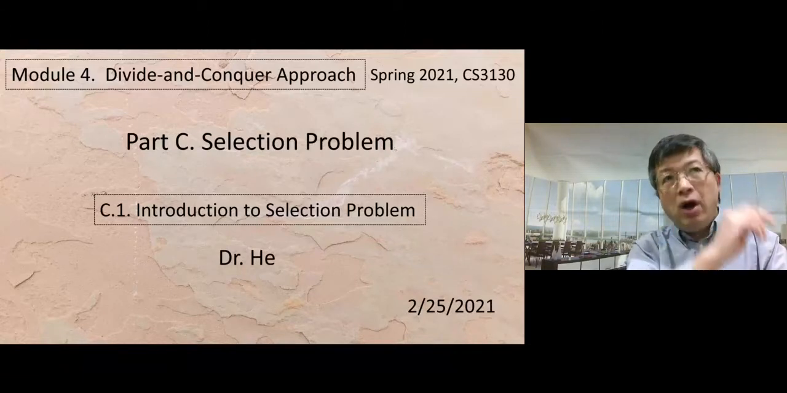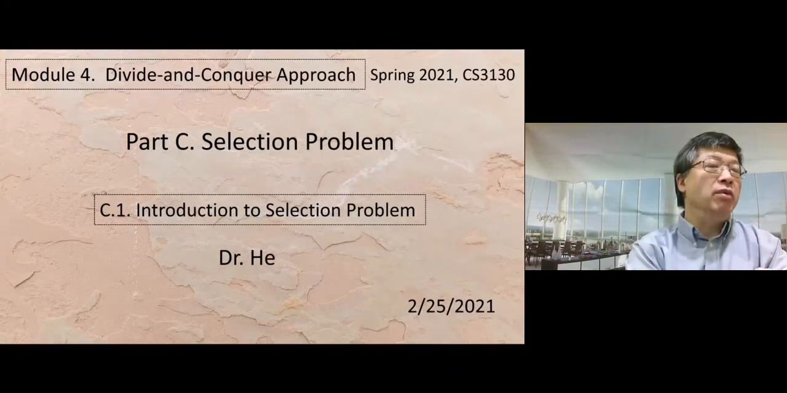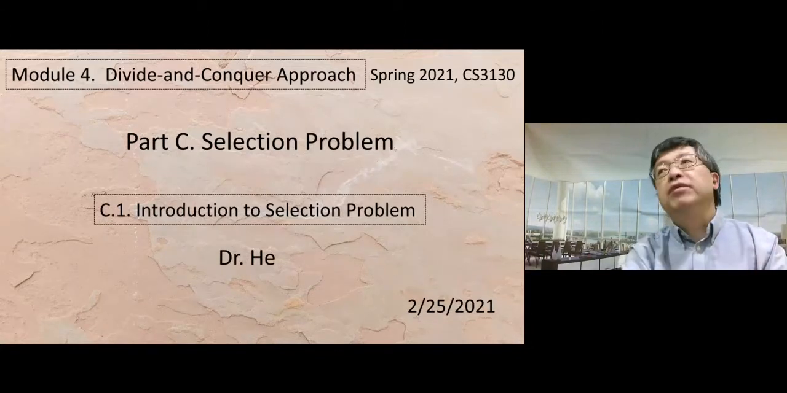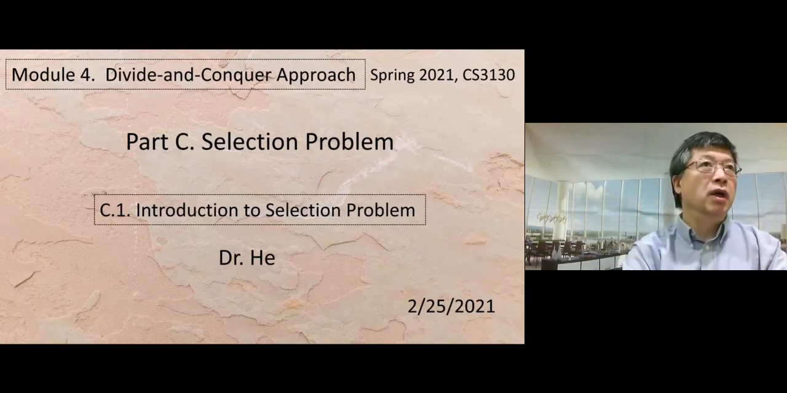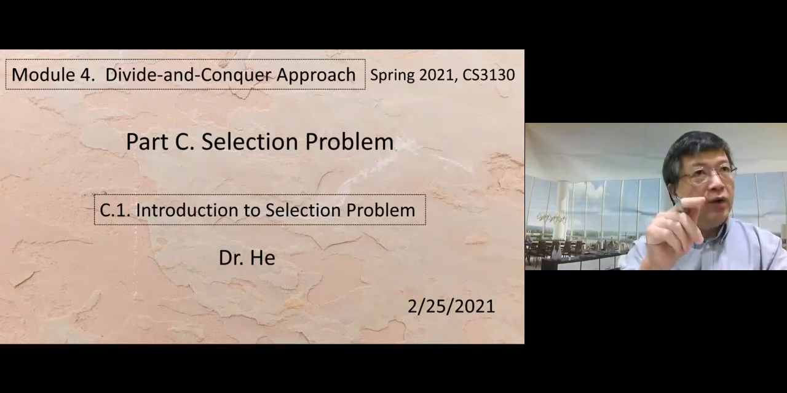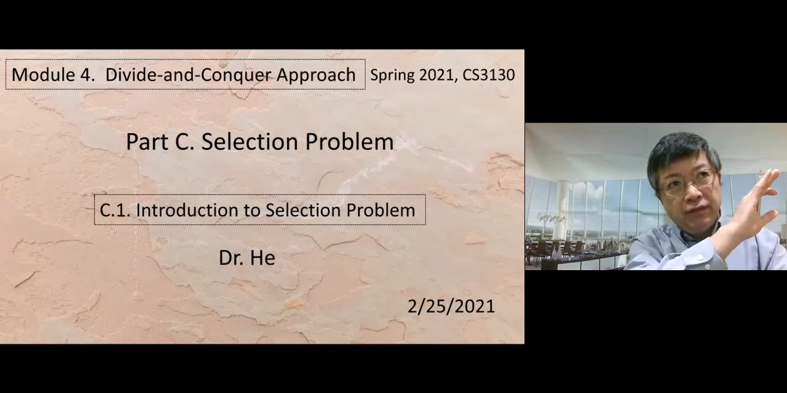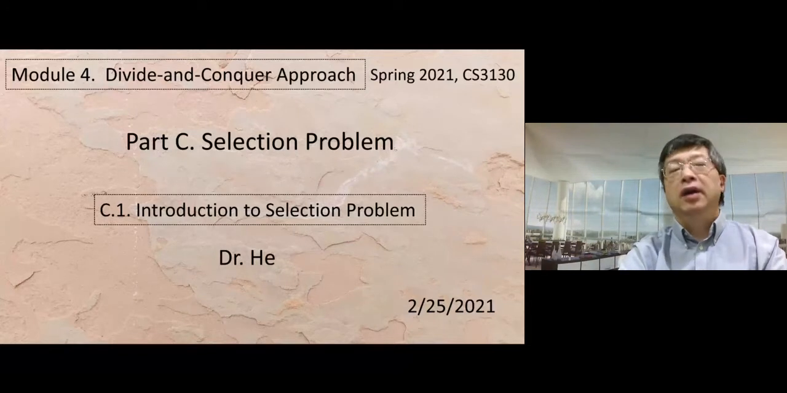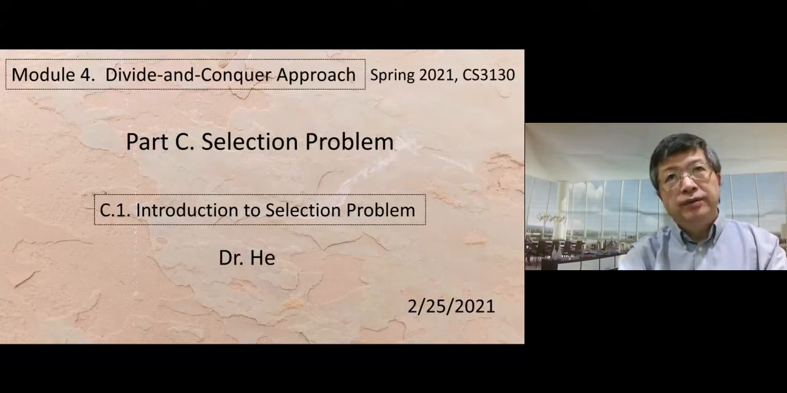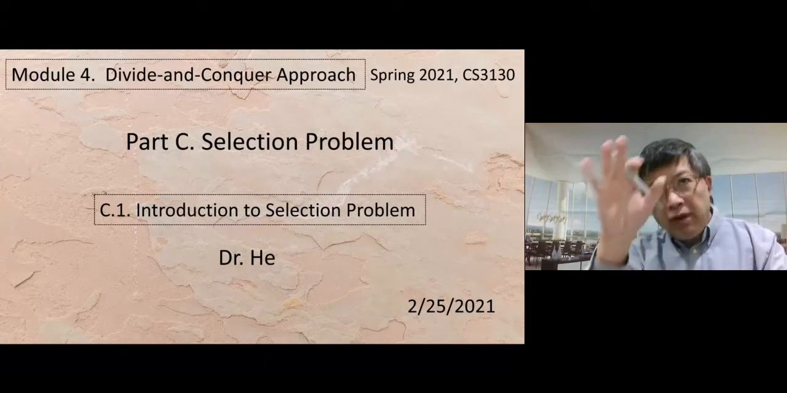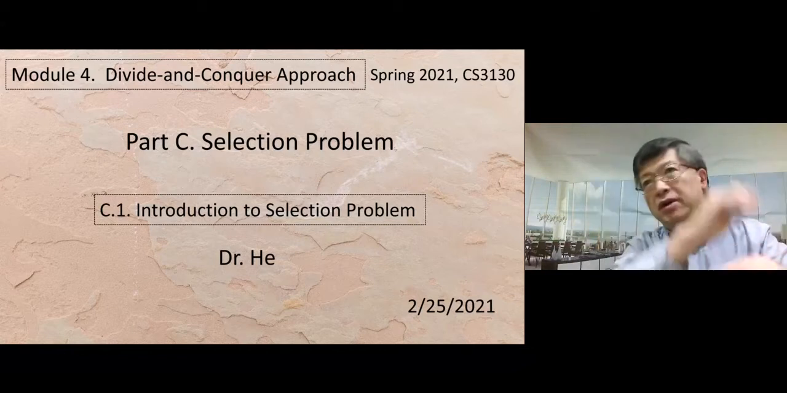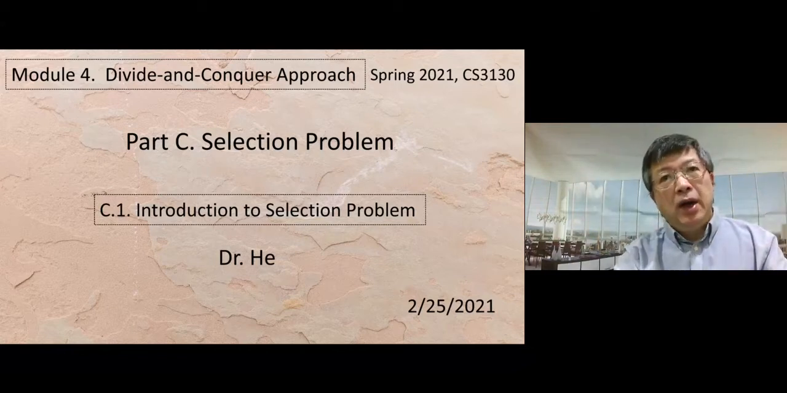Actually, we have solved a special case of the selection problem, finding the minimum. That is the simplest selection problem. In this part, we will solve the general selection problem completely. But the solution is pretty hard, pretty complicated. So I will try to go a little slower when I get to the most complicated part. All right, so let's start.